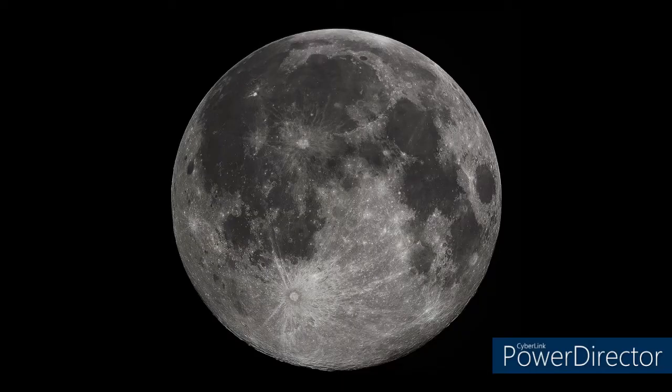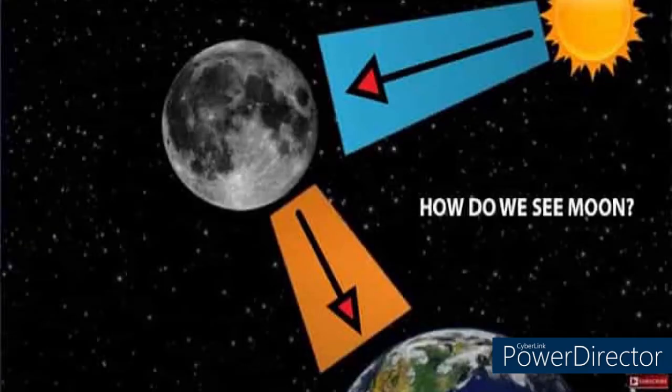Some few facts about our Moon. The Moon surface is actually dark. It just reflects the sun rays and appears brighter like a mirror. Hence, it is a non-luminous object. That is, it cannot emit light of its own.